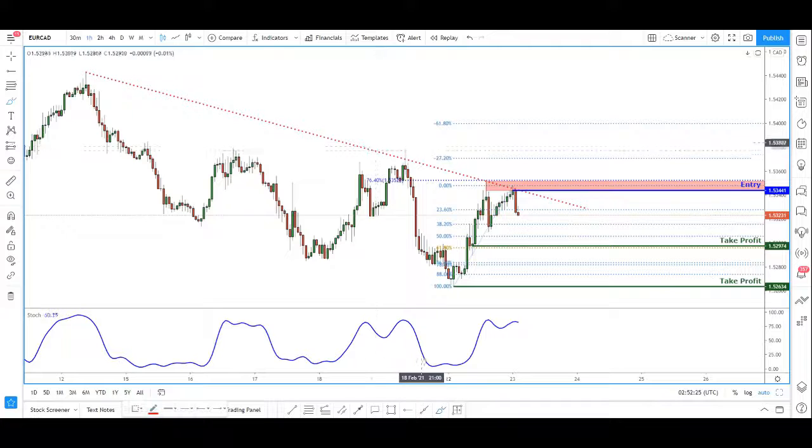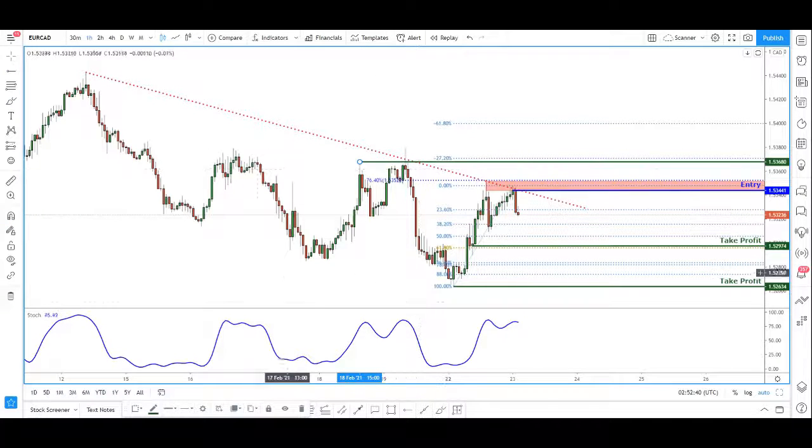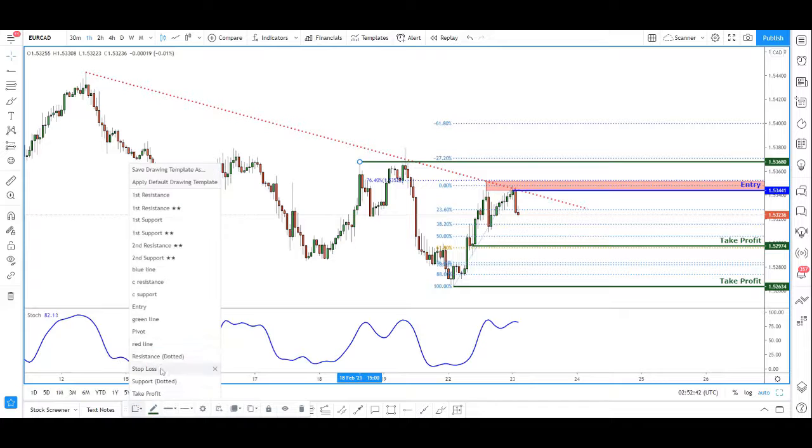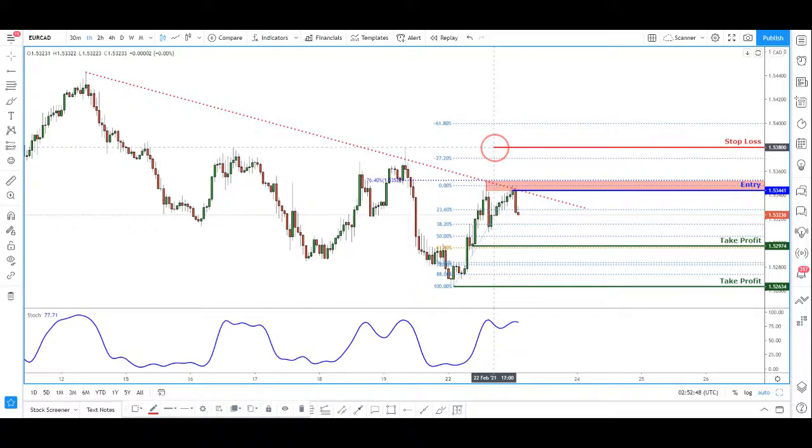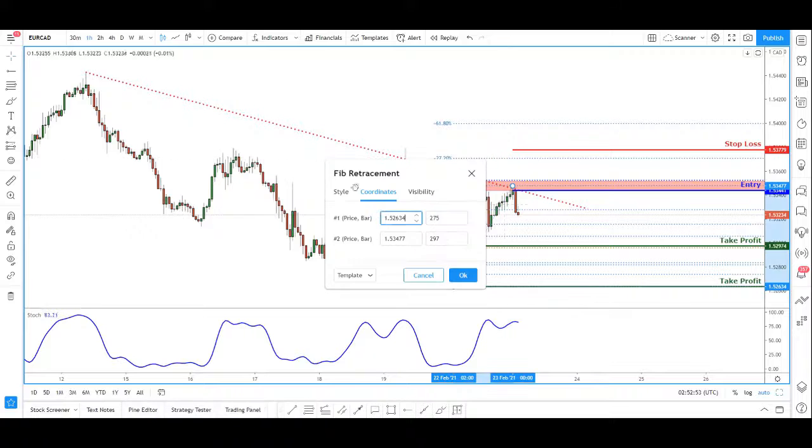Now, if we look at negative 27.20, should price come back up, break above the entry, and go higher, the negative 27.20 is quite a nice level for stop loss, because around that region it is actually very close to the last swing high. But I'm not going to put my stop loss right at the negative 27.20. I'm going to back it up a bit, give the trade a bit of room to breathe so that we are not stopped out prematurely.